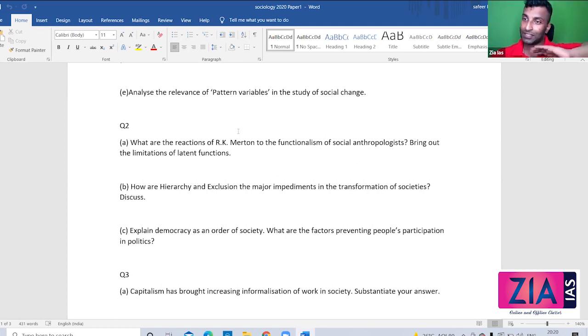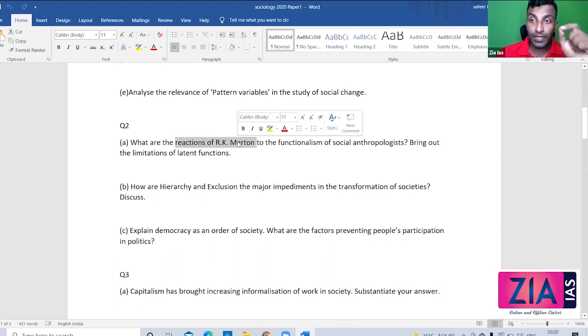thing that we have discussed is related to the same thing. What we did when we started Merton, I have discussed with you the functional approach so far. We discussed Comte, Spencer, Durkheim, Malinowski, Radcliffe-Brown, Parsons. All these functionalists we summarized. We identified the problems with each of them, criticized, and then we discussed Merton's 3 postulates as a reaction to that. That's exactly what they're asking, reactions of Merton. What you need to write here is Merton's postulates.